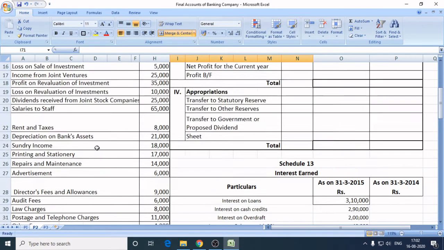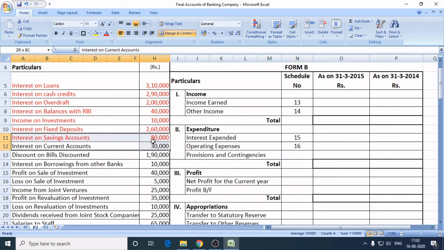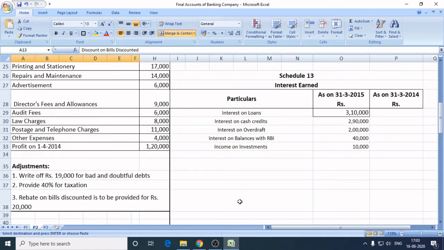Okay. Now the next is discount on bills discounted. Discount on bills discounted is an income of the bank. When a bank discounts a bill, the discount is treated as an income of the bank, and the figure is 1,90,000. So it will go under schedule number 13, income earned, because bills purchased and discounted are treated as an advance of the bank, and that's why it will go under income earned, schedule number 13, and the figure is 1,90,000.